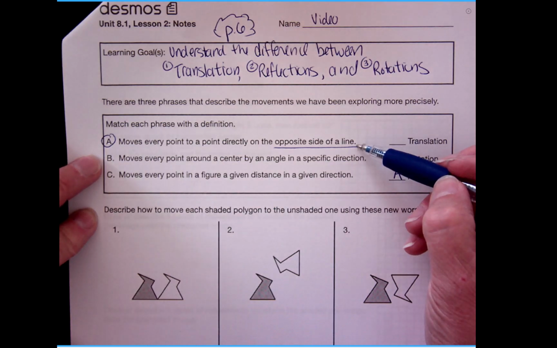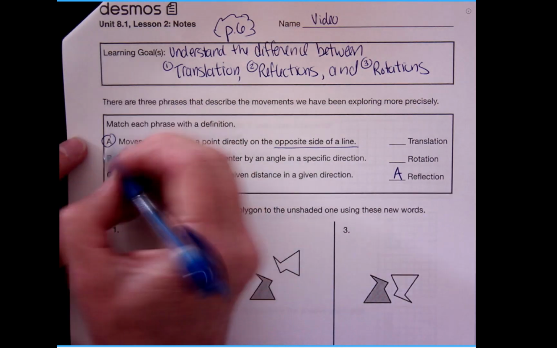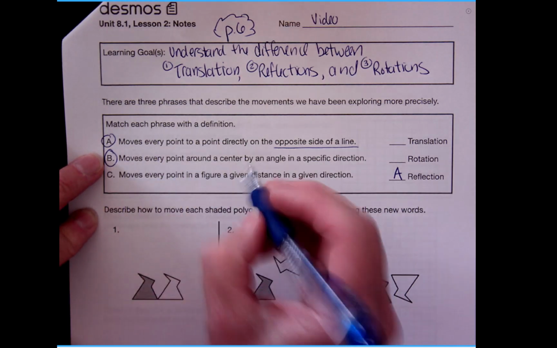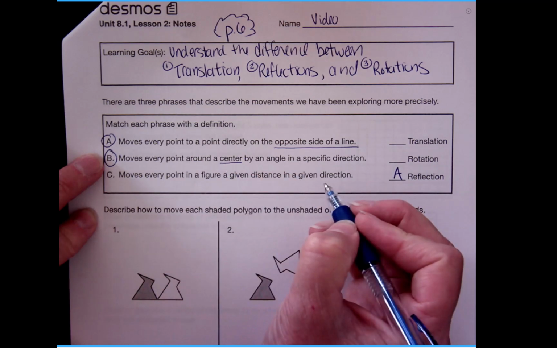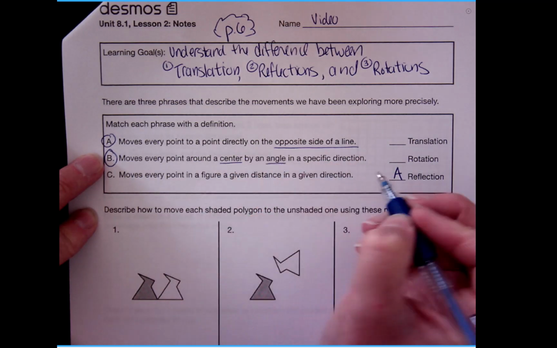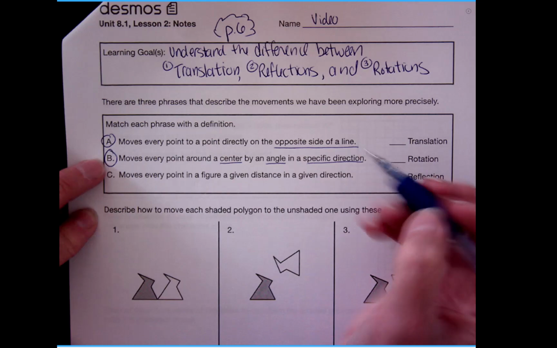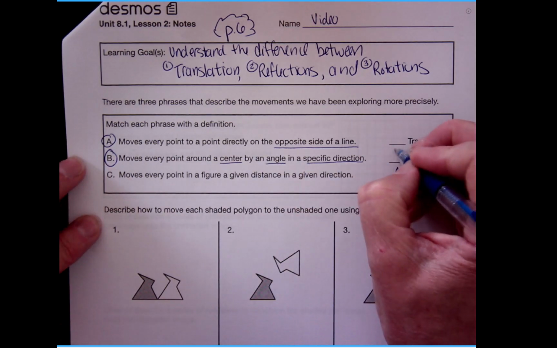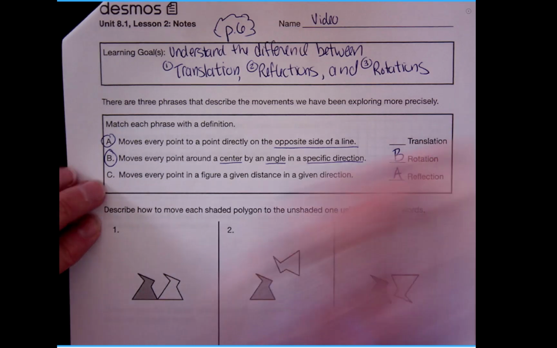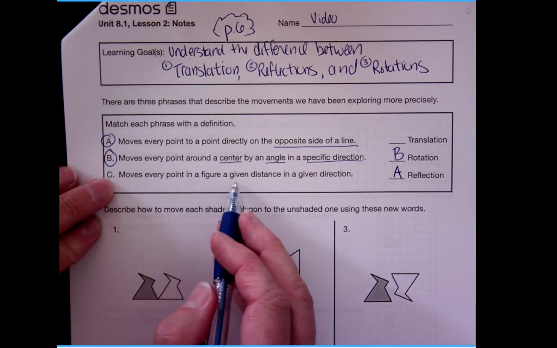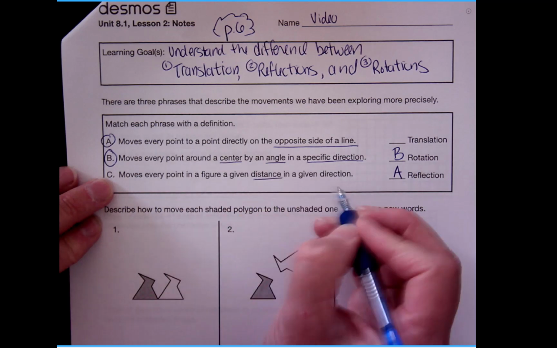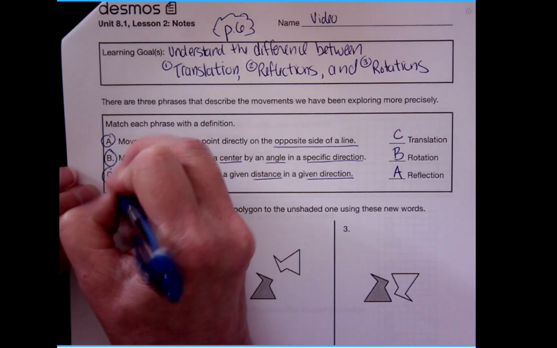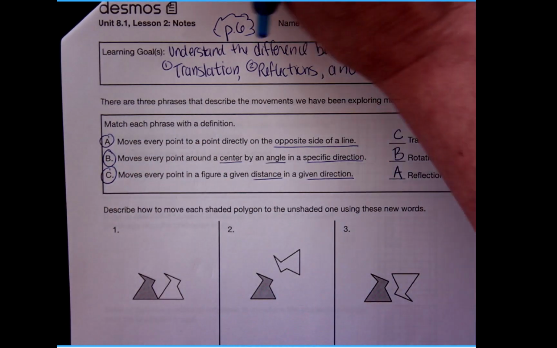Our second description, B, is something that moves every point around a center by an angle in a specific direction. Wow, that's a lot going on. But if there's some center point that you're moving around, that's a rotation. And finally, if you're moving every point in a figure a given distance in a given direction, that's a translation. So let's take a look at an example of some of these things.